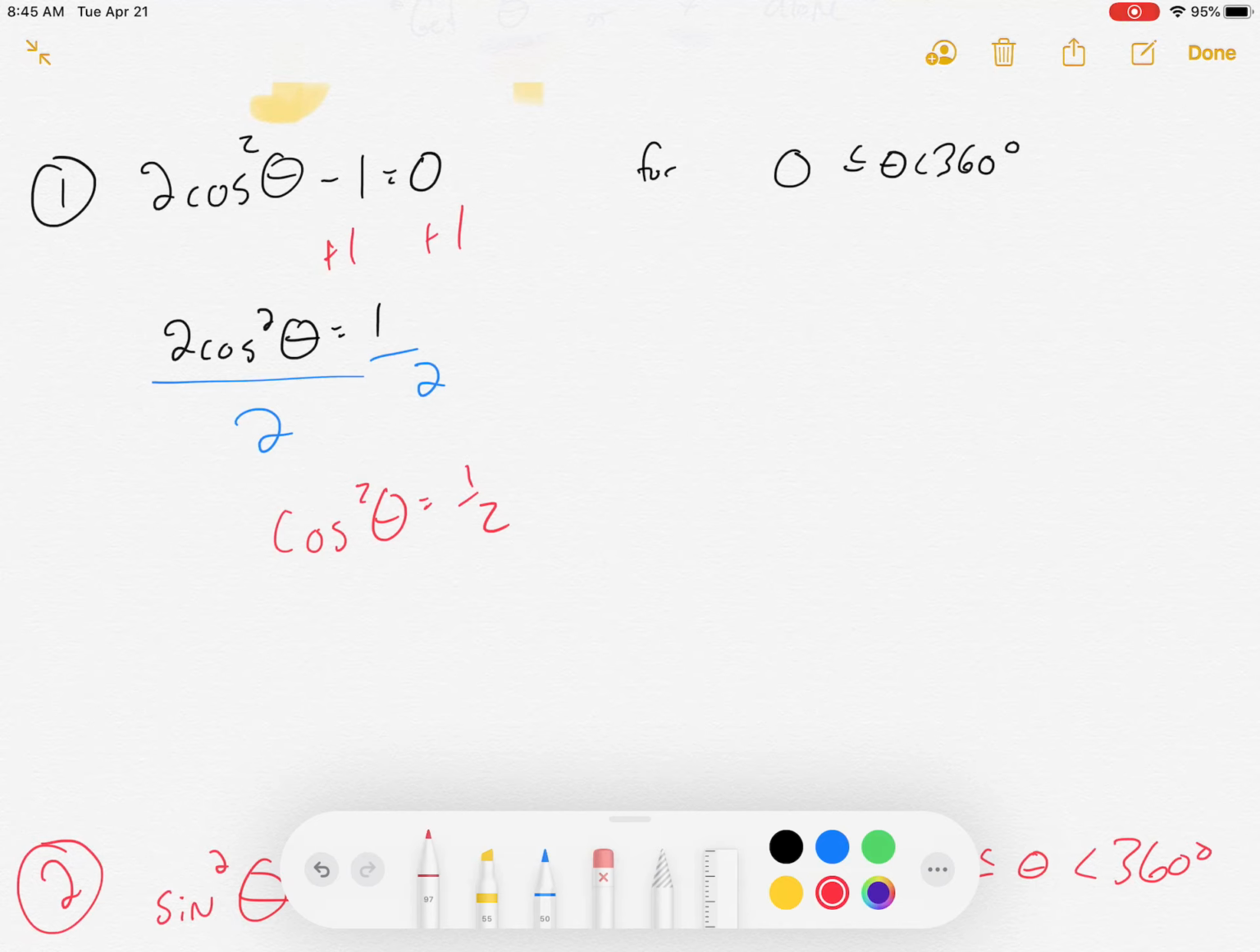Now, it's kind of goofy. I said treat it like an x. Well, now it's cosine squared theta. Do you get rid of the cosine? Do you get rid of the squared first? You actually get rid of the square first now. So to get rid of a square, we're going to take the square root, take the square root. We get cosine of theta equals the square root of 1/2. Now, the only bad news is that's a little sparty.